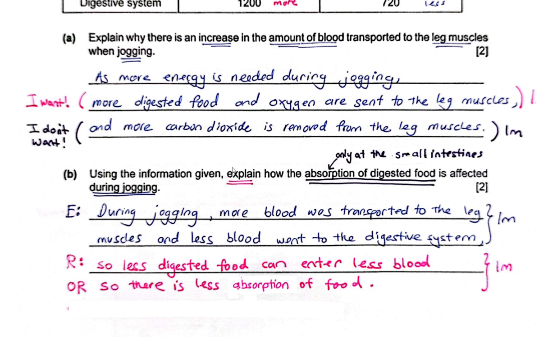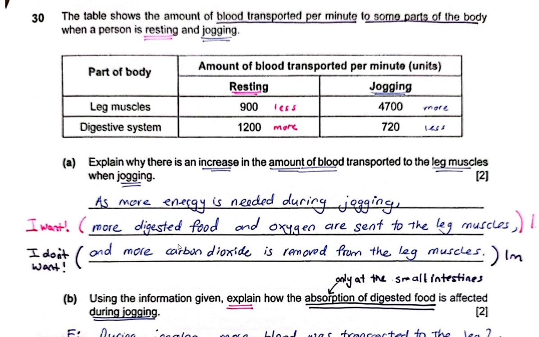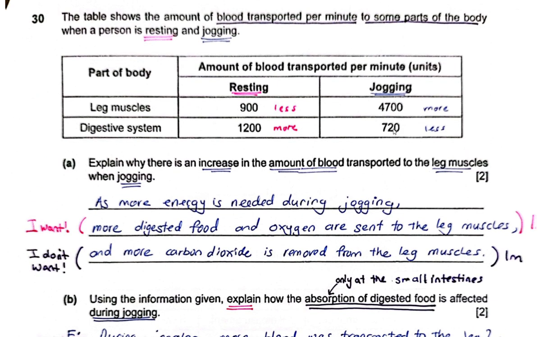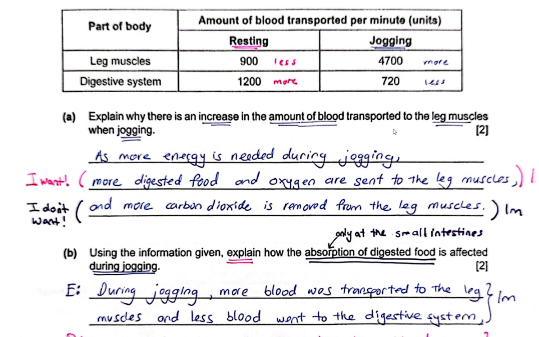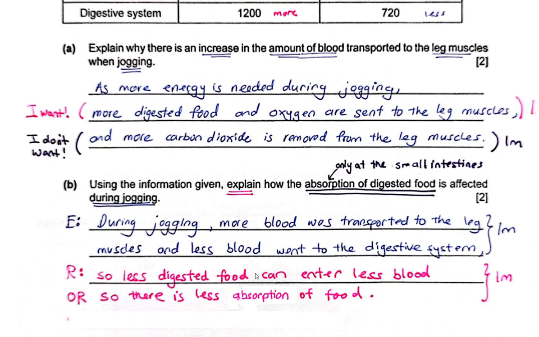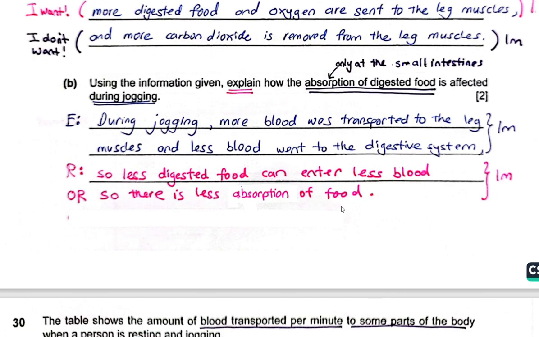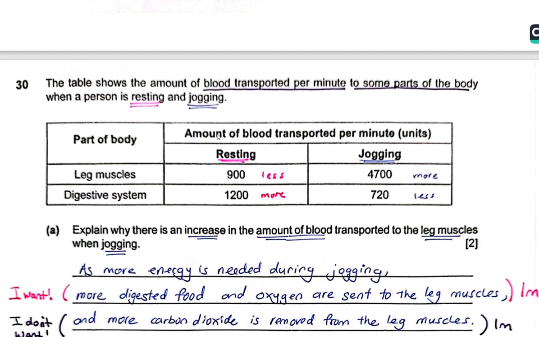Now, the second part is explain. You've got to explain using your science concept. So what does it mean regarding the absorption of digested food? Well, if there's less blood in the digestive system, there will be less digested food that enters it. So less digested food can enter the blood. Or you can say there is less absorption of digested food. It's better to have the word digested here, okay? Less absorption of digested food.